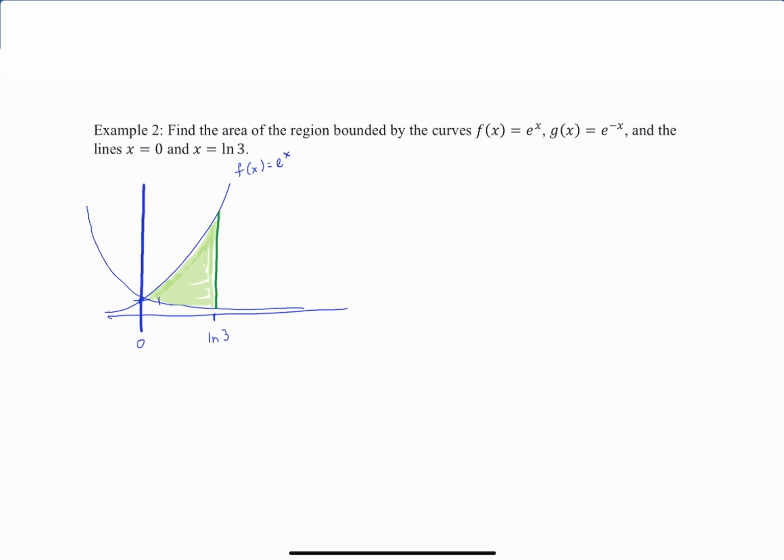Oops, I forgot to label my other function, g of x. That one is e to the minus x.